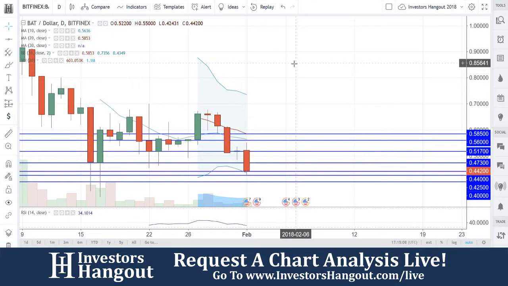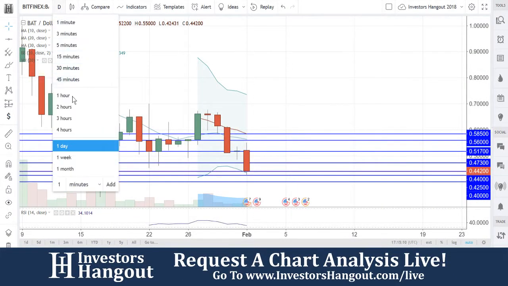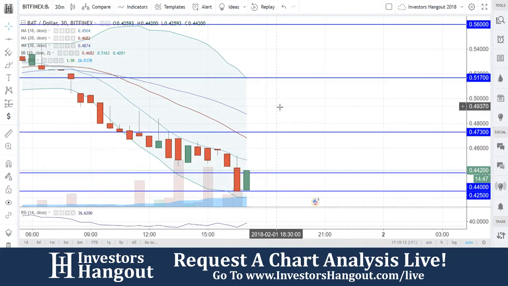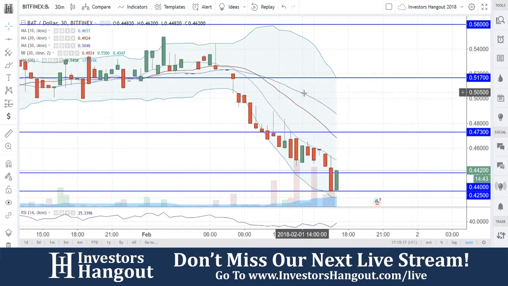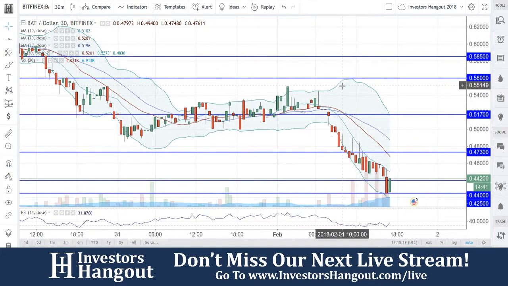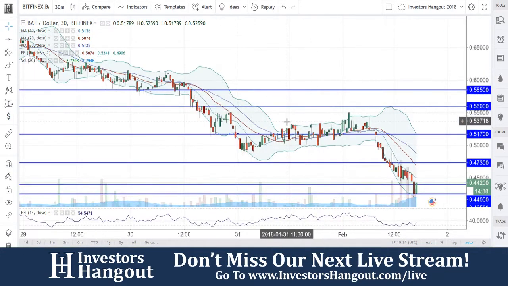Taking a look at BAT USD right now on the daily. We're going to switch over here to the 30-minute chart really quick so you guys can get an idea of what we're going to be watching. Of course, the lines that I have all set up right now are for the daily chart, but I wanted to give you guys an idea here.